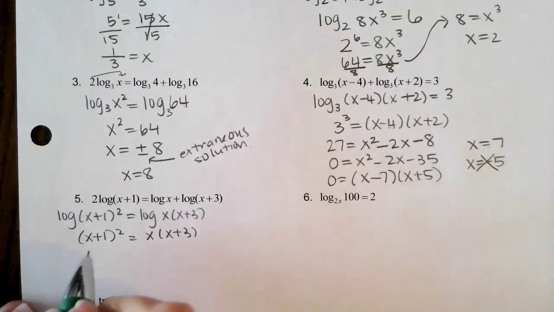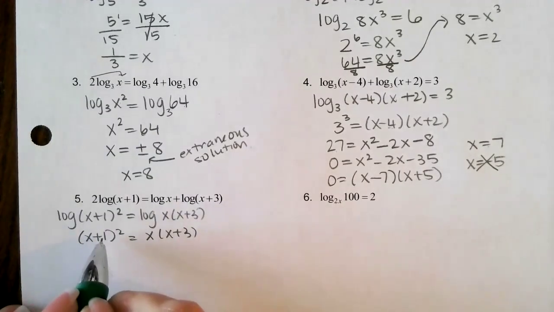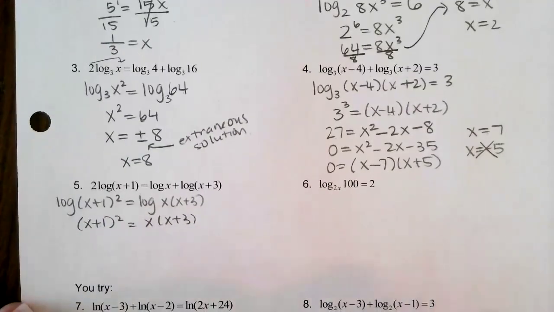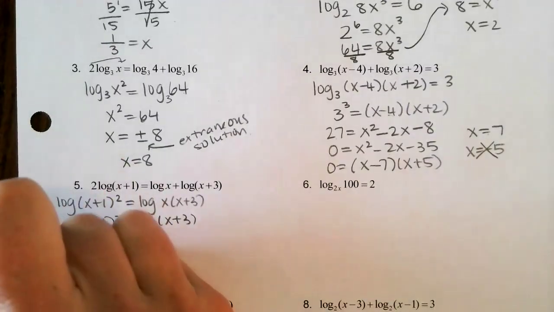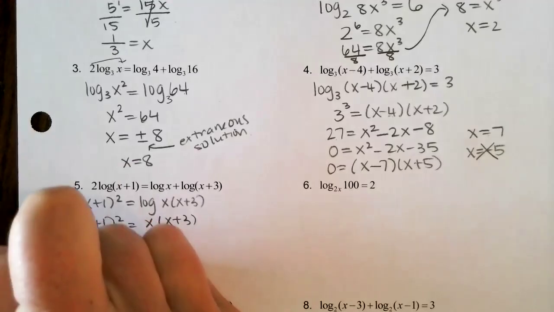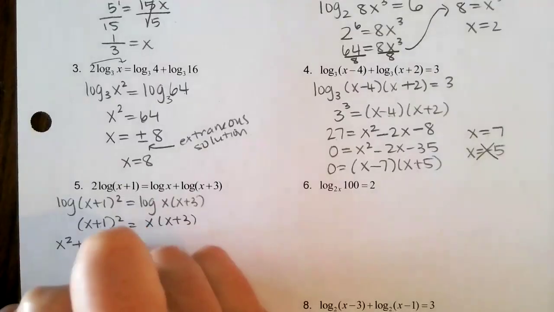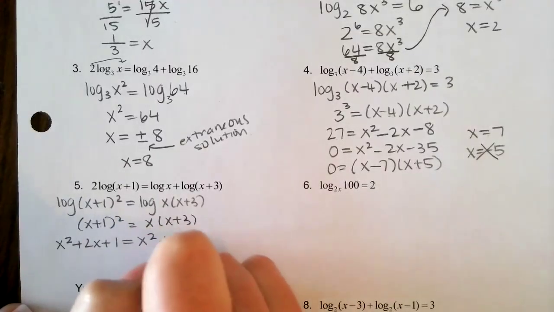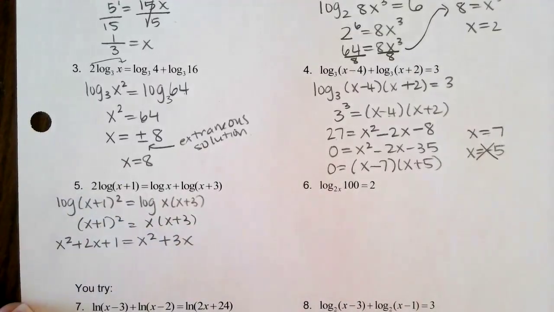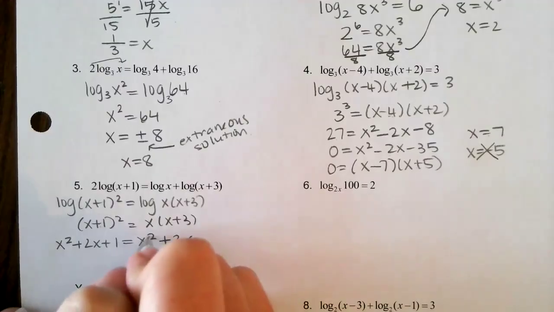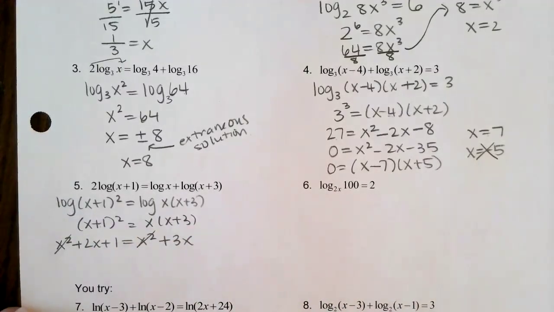Again, we got to know how to FOIL. So x plus 1 squared is the same thing as x plus 1 times x plus 1. When I FOIL or distribute that out, I get x squared plus 2x plus 1. When I distribute here, I get x squared plus 3x. Now, I want to get this set equal to 0. Anytime that you have an x squared and an x, you want to get it set equal to 0. And so I subtract this x squared to get it to the other side, and they cancel on both sides.